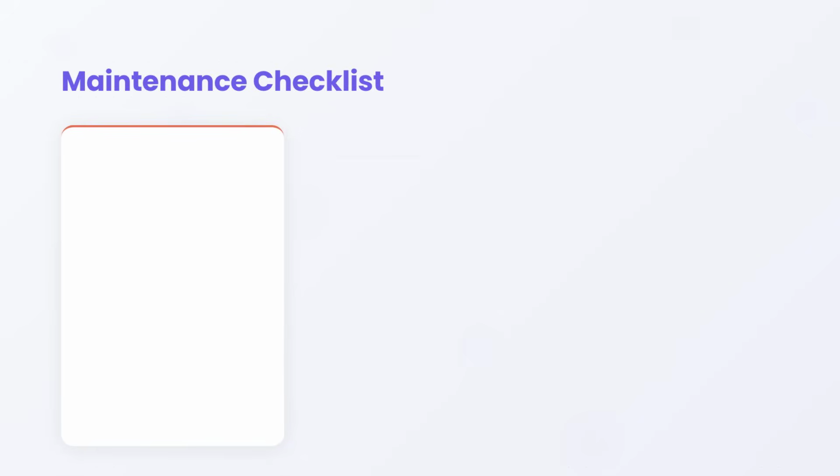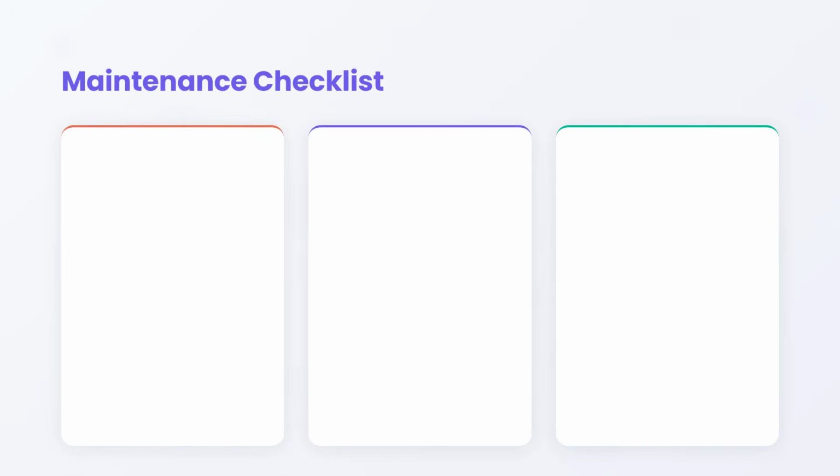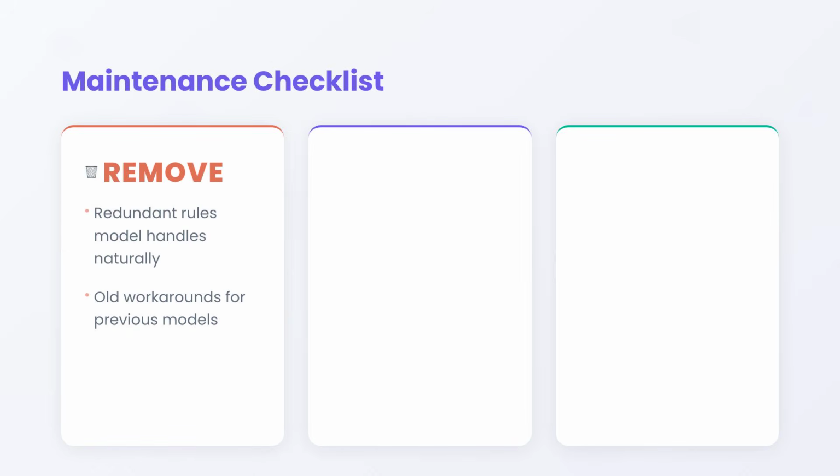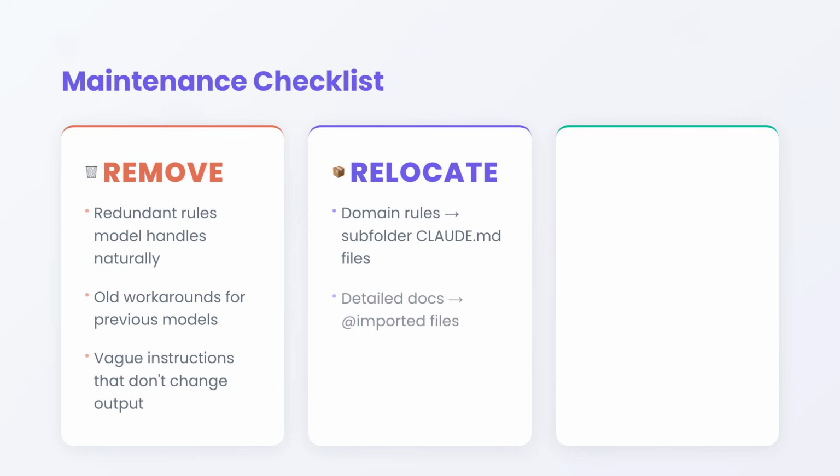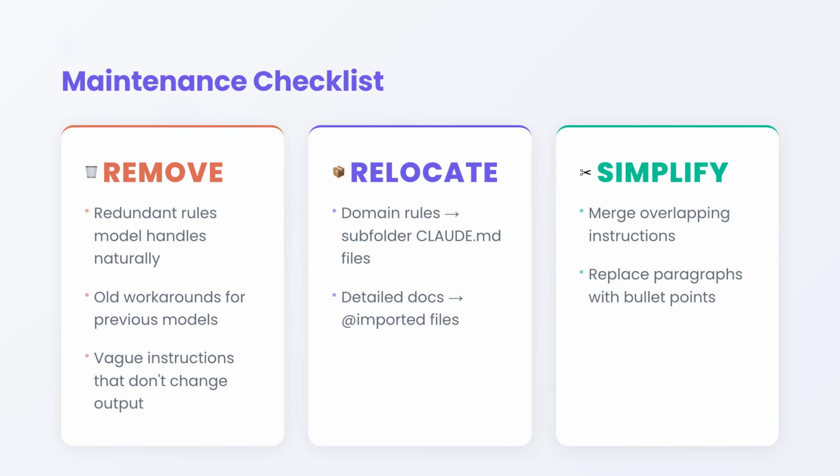Your Claude.md isn't a write-once file. Every few weeks, audit it. Remove anything the model handles naturally now. You'd be surprised how much that is after an upgrade. Relocate domain rules into subfolder files where they belong. And simplify. If two instructions say almost the same thing, merge them. Every line should earn its place.